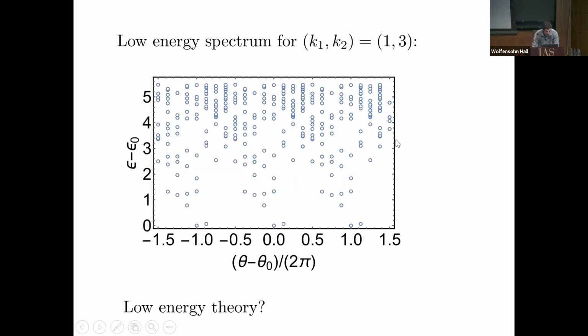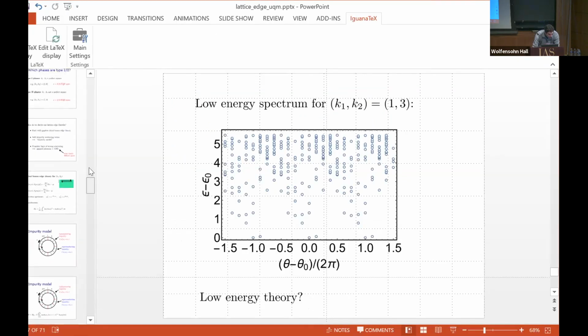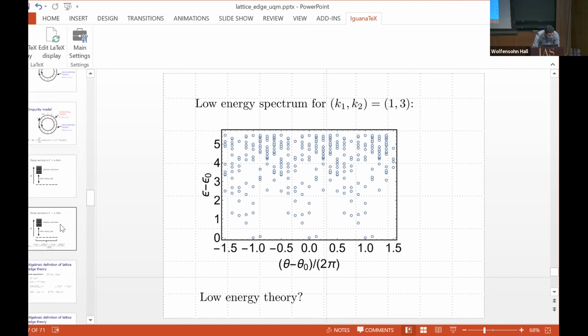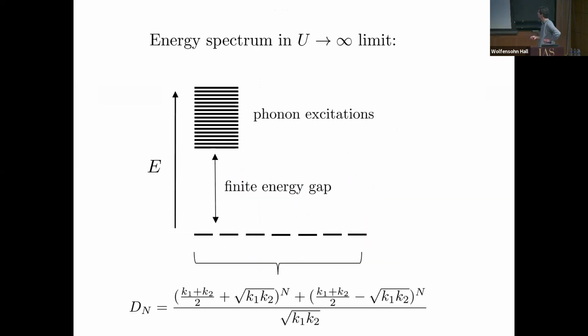But I usually look at it first. I'm worried that I had a typo there, so I'm not sure I gave you the right answer. Let's see. If you take K1 equals K2, what happens?